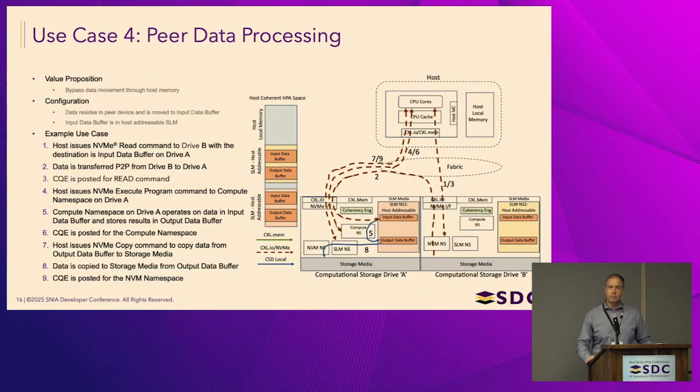We're going to do some calculations, writing the result to an output data buffer that's in drive A. And then once we have the data in that output data buffer in drive A, obviously we can do anything with it. Just like use case 1, we can write it back to the media on drive A. We could potentially, in a different example, write it to a drive C that's not shown here. Whatever we want to do with that data after we have completed those calculations.